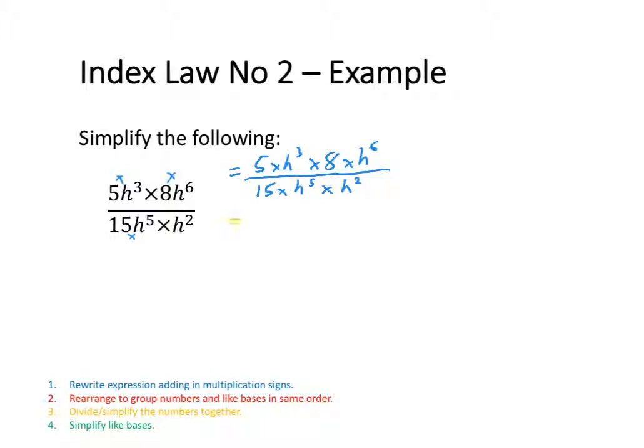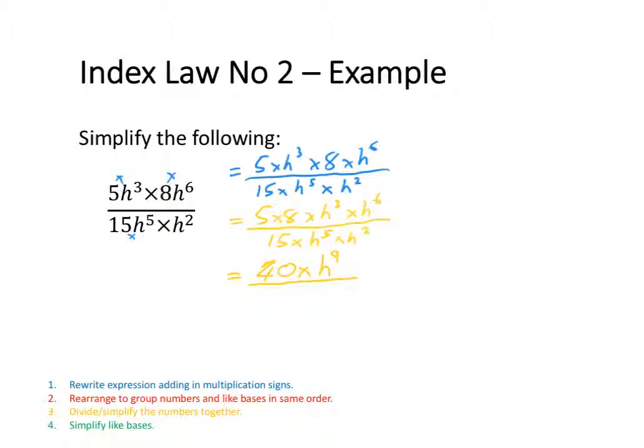Now the second step is to go through and group my numbers and my like terms together. That is now going to become 5 times 8, because I'm grouping my numbers in my numerator, times h to the power of 3 times h to the power of 6, divided by 15 times h to the power of 5 times h to the power of 2. I can simplify a little bit more in this step by multiplying the 5 and the 8 together. So 40 times h to the power of 3 times h to the power of 6 is going to equal h to the power of 9, using my first index law and adding my indices together.